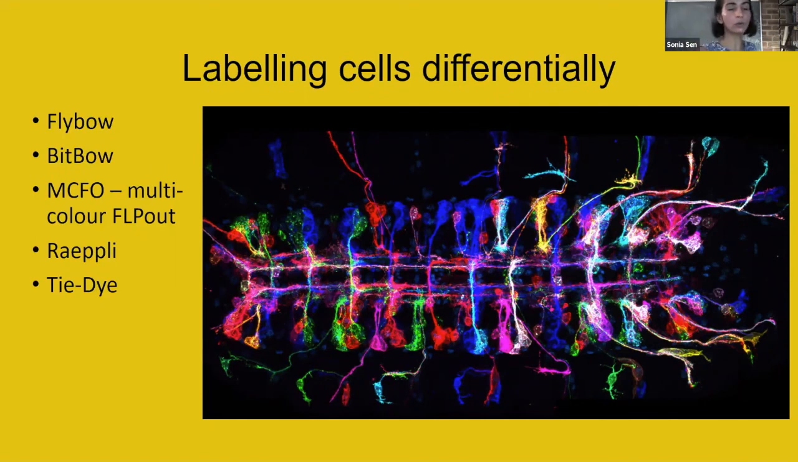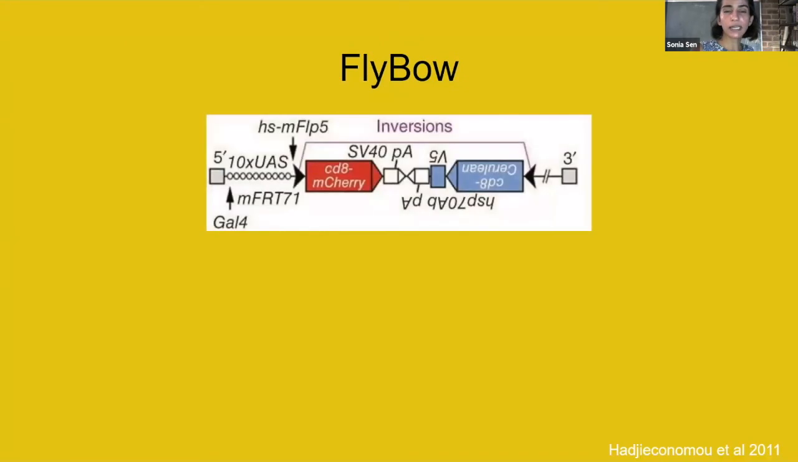So I'll just quickly go through a few of them to give you a feeling for how people play around with these things. But the purpose in this whole exercise is to label cells differently. So flybow relies on, again, flip FRT. So notice here that there's a UAS. So this would be driven by a GAL4 that you were interested in.